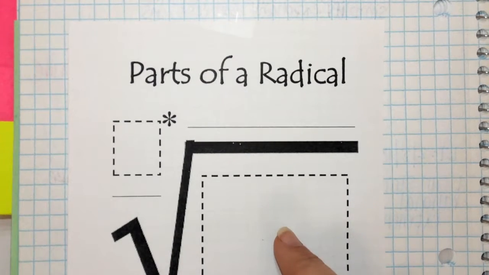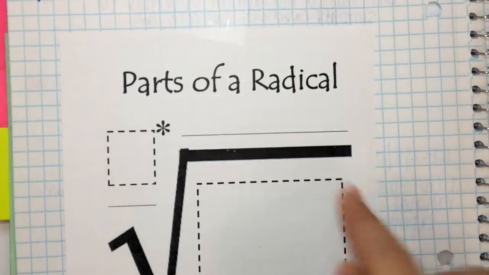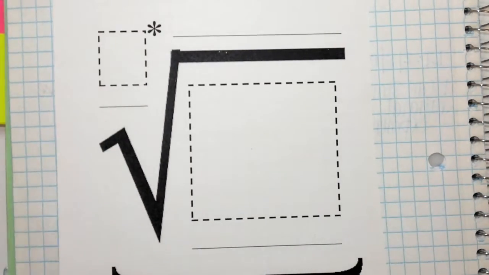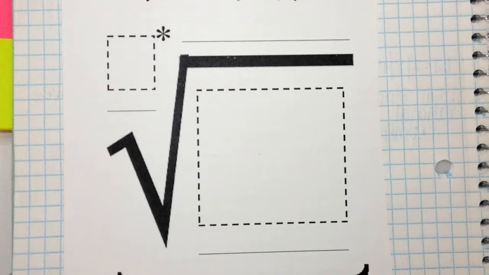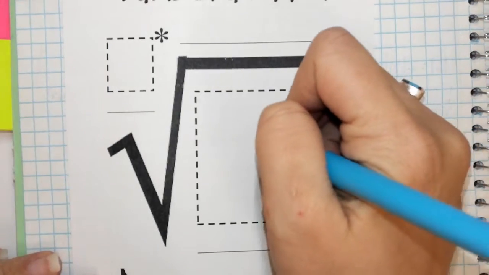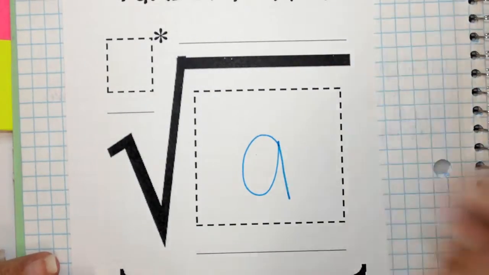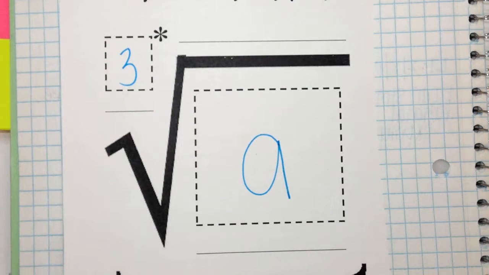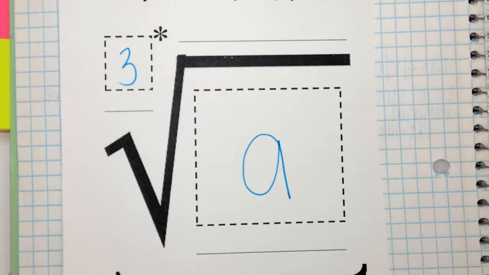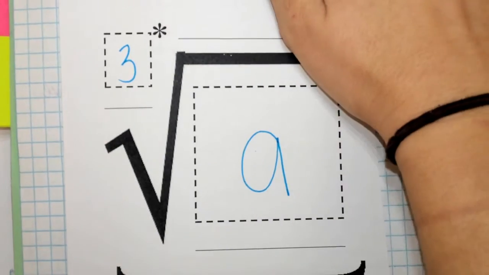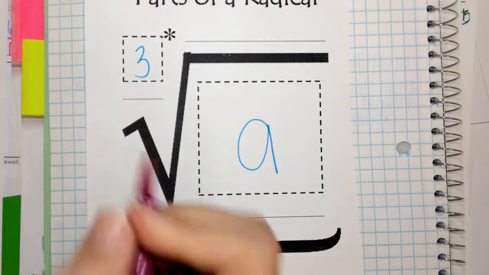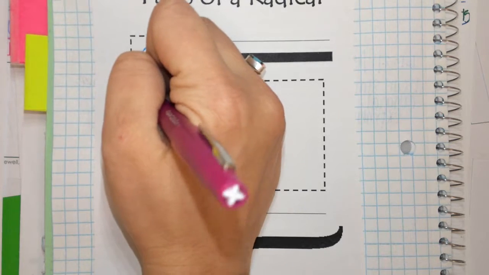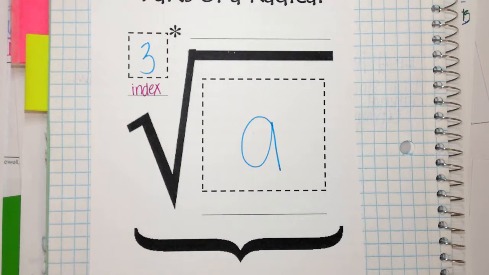Okay, then we're good. Alright, so this entire thing is called a radical. And what we're going to do is we're going to list the parts of a radical. Now, if I put a right here, and I'm going to put a cubed here, each of these parts has a special name. It's crazy. This other little number is called the index.